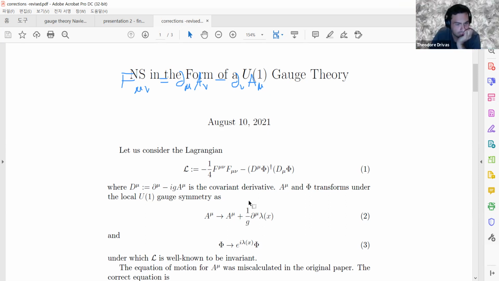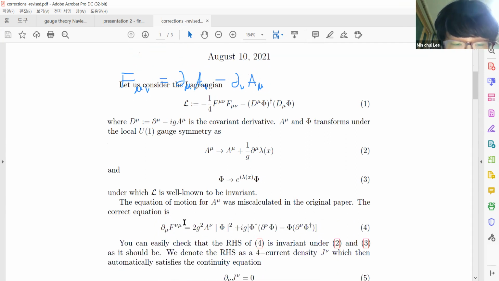Okay. So with the Lagrangian, we can calculate the Euler-Lagrange equation as the equation of motion. The correct calculation gives this. Here, dagger is just the complex conjugate. Physicists use this notation a lot. We obtain equation 4 as the equation of motion. And you can easily check that the right-hand side of 4 is invariant under 2 and 3. It's just a simple calculation.